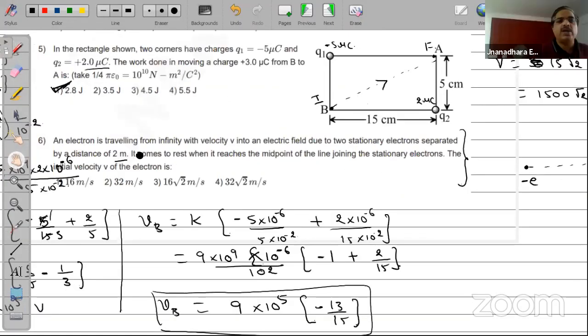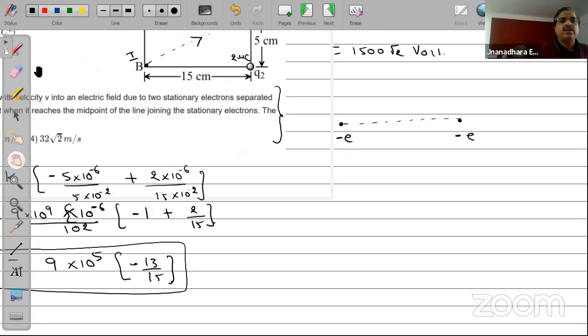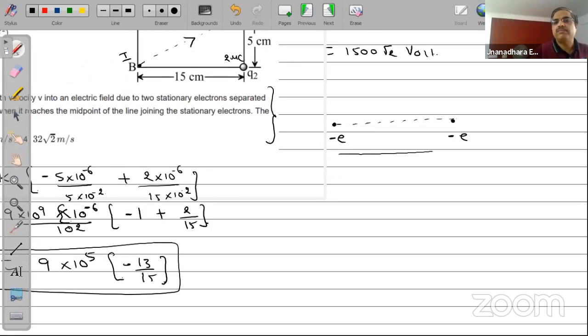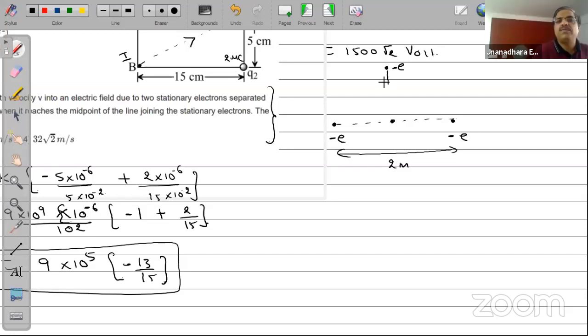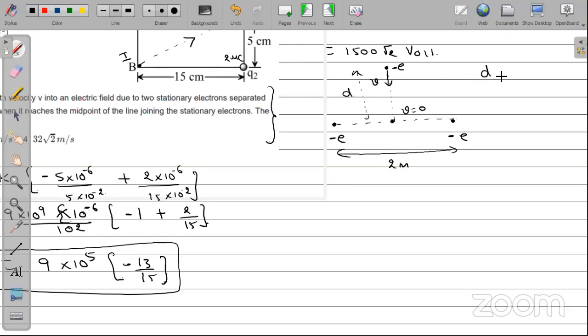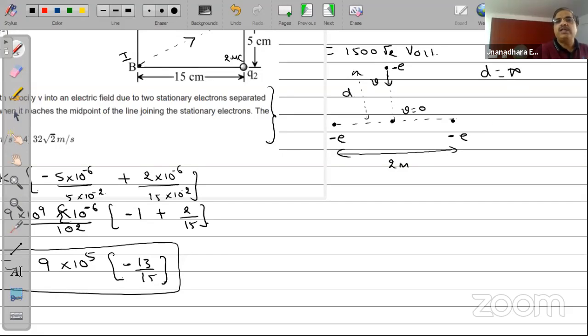So the distance between the two electrons is given to be 2 meters. Now, another electron from somewhere here is given a velocity v, and when it comes to the midpoint, the velocity becomes 0 itself. Now this distance here, as I told you earlier, is very far away. Very far away means that you can take d to be infinity. So take this as the initial point, take this as the final point.